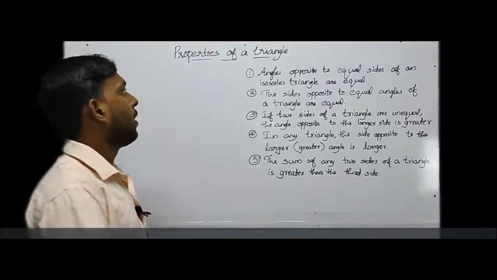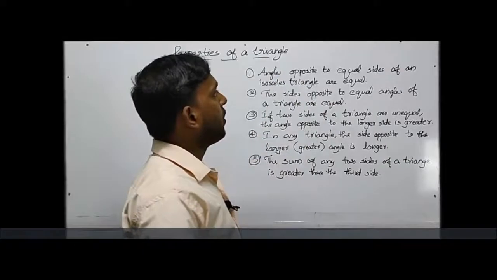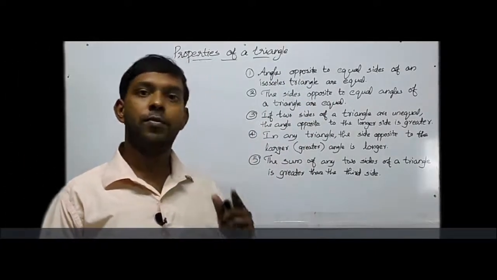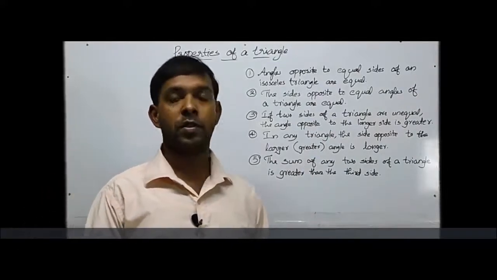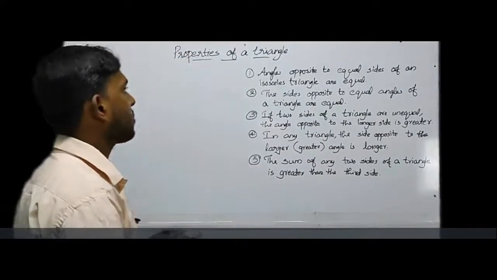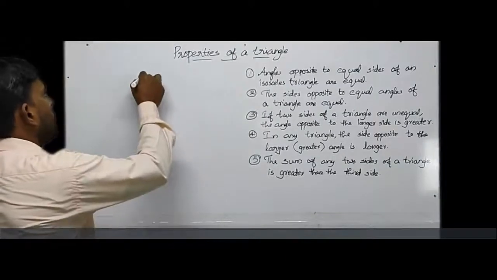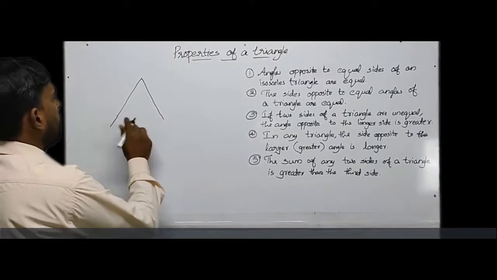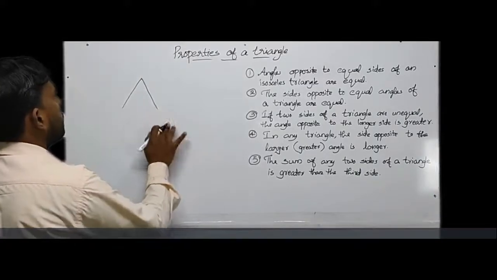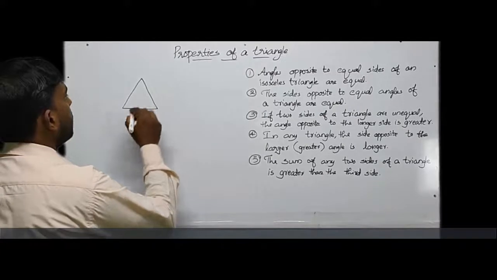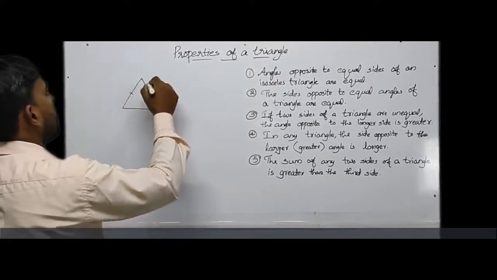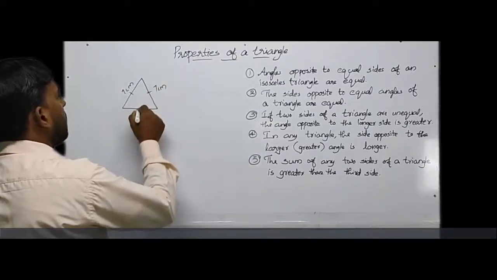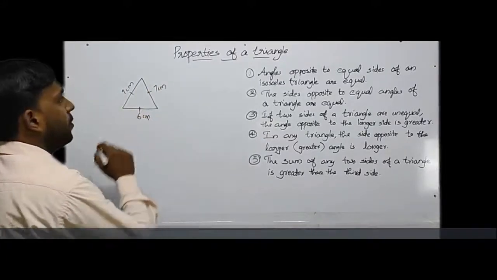First of all, angles opposite to equal sides of an isosceles triangle are equal. So the very first property is about an isosceles triangle. Let's draw an isosceles triangle here. An isosceles triangle is a triangle whose two sides are equal. Let's say that these two sides are 7 centimeter each and this is 6 centimeter.